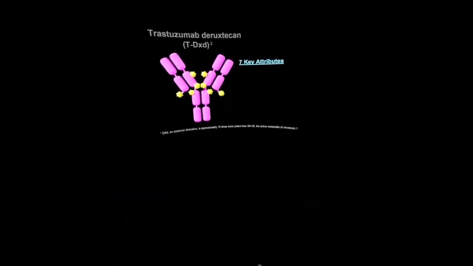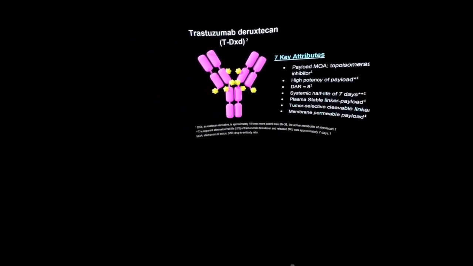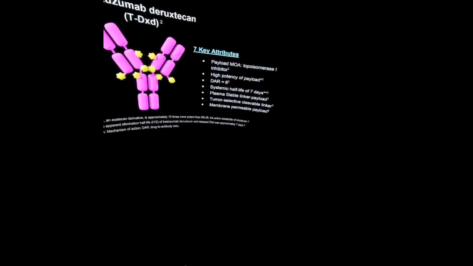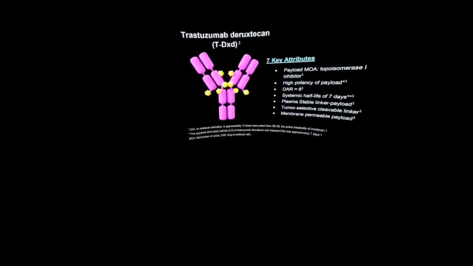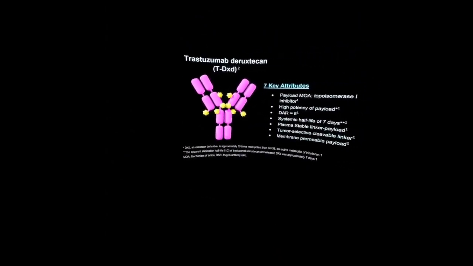Trastuzumab deruxtecan is characterized by 7 key attributes: a payload mechanism of action involving a topoisomerase I inhibitor, high potency of the payload, a drug-to-antibody ratio of approximately 8, a systemic half-life of 7 days, a plasma-stable linker payload, a tumor-selective cleavable linker, and a membrane-permeable payload.